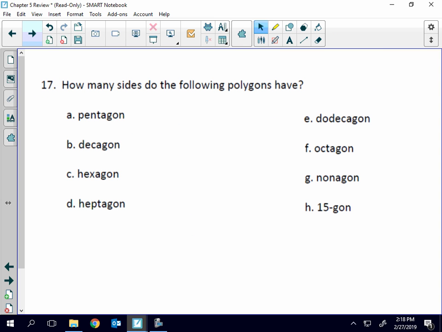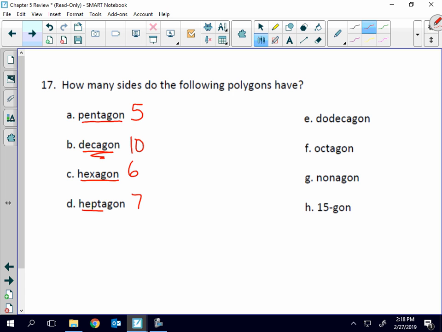All right, 17, we can do this one. It's not really going to be tested, but just make sure you know these because you'll need them when you get to geometry. A pentagon has 5 sides. A decagon has 10 sides. Hexagon, do you know that one? That one's 6 sides. Heptagon, you don't usually hear that one a lot. Heptagon is 7 sides. The main ones you should know, definitely pentagon, definitely hexagon.